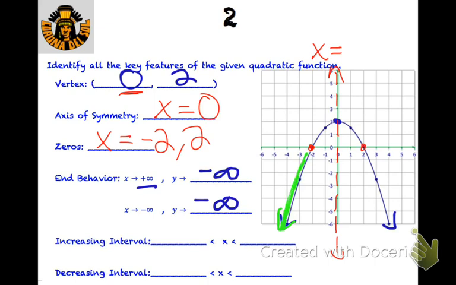And then the increasing interval, that's always from the left to the right. So the graph is going up, it's increasing this whole time. So we would give the interval in terms of x's. So this is -infinity all the way to 0, right at that halfway point where the vertex is. And then it's decreasing this whole time. So that's going to be right at 0, it starts. And then it's decreasing this whole time all the way to positive infinity.